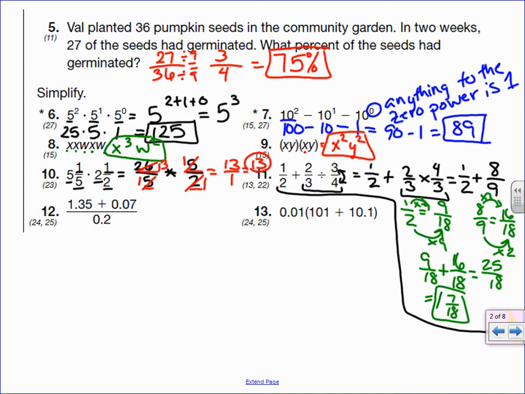In number 12, we have a fraction with addition on top. And when we see operations within a fraction, what we do is we treat it like there's parentheses around the operation. So we're going to do this part first. So 1.35 plus 0.07. When we add decimals, we line up the decimals.